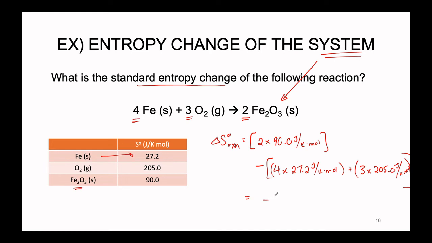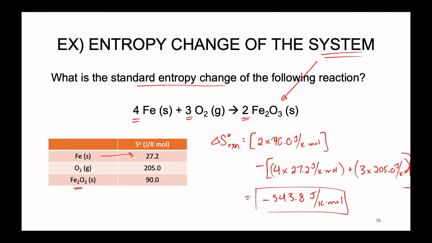The total value is negative 543.8 joules per Kelvin mole. Now this is not a mistake. If we observe the setup of our calculation, it makes total sense. We're subtracting out a larger number than that of the iron's entropy.